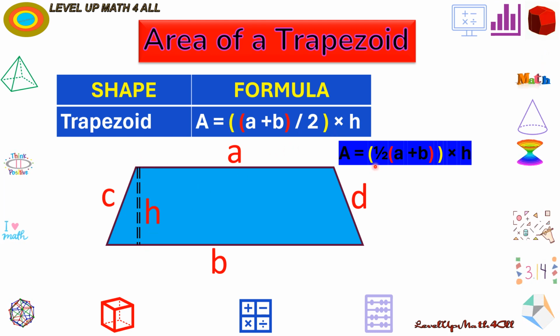And there is another formula you can look into: half, that is 1 by 2, of a plus b, side a plus side b of the parallel sides, times the height. Both are the same. Here we are first adding and then dividing the lengths of the sides. Here we are putting the half in front of the addition of side a and side b, and eventually multiplying with the height.